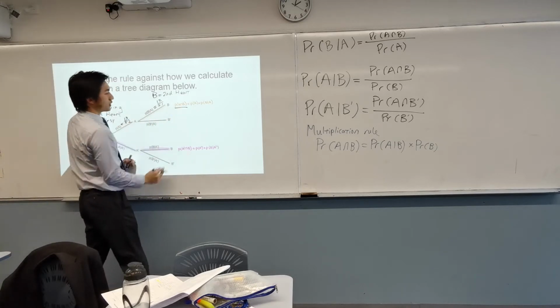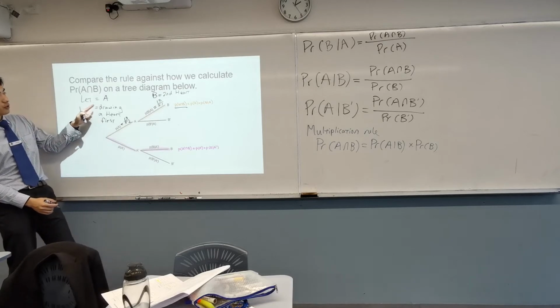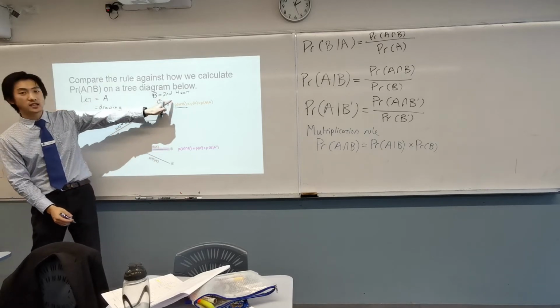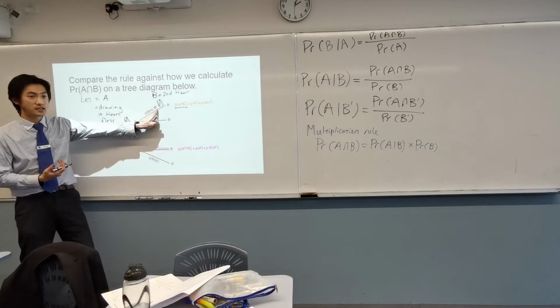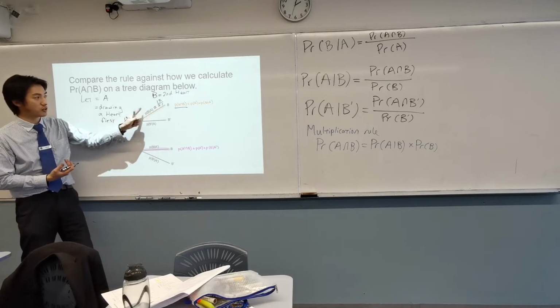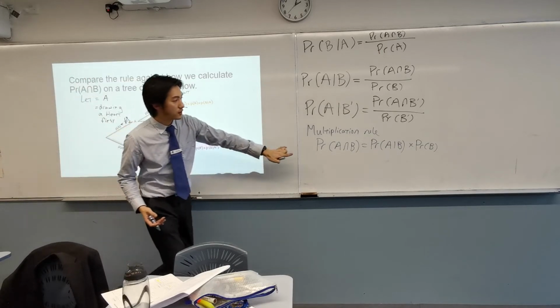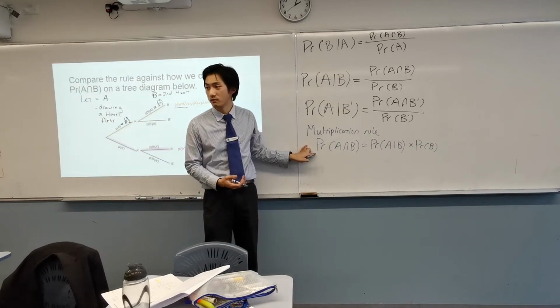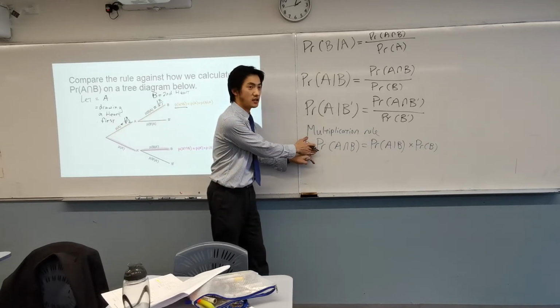Now, here's the question. What's the probability of getting both a heart first and a heart second? What you generally do is multiply these together, don't you? Multiply along the branches, that gives you both happening at once. This is exactly the multiplication rule. It's just the tree diagram restated as an equation.